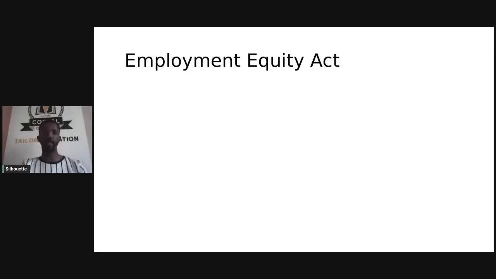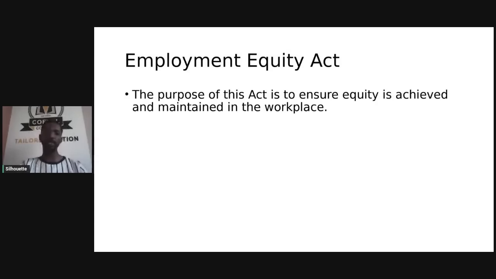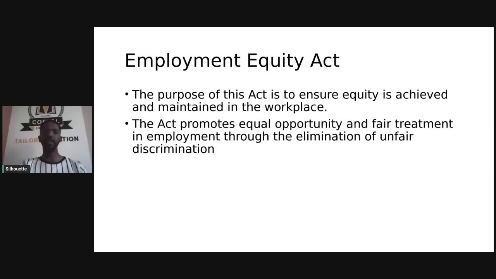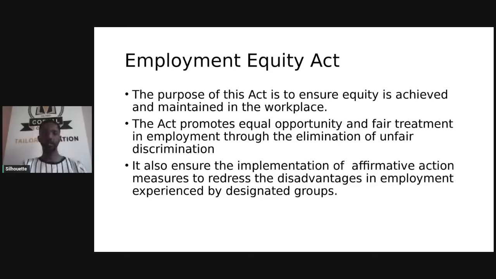Now we're going to look at the Employment Equity Act. So what is the purpose of it? The purpose of this act is to ensure equity is achieved and maintained in the workplace. It also promotes equal opportunity and fair treatment in employment through eliminating unfair labor practices such as discrimination in the workplace. It also ensures that the implementation of affirmative action to redress is applied to the designated groups that were affected in the past.